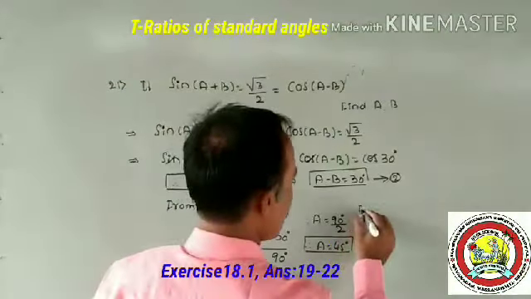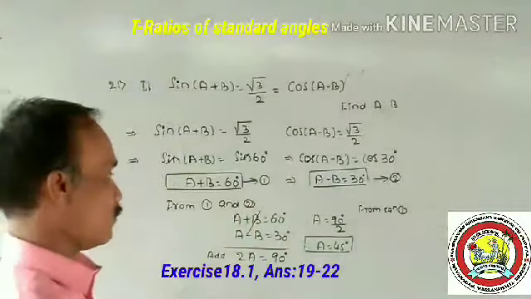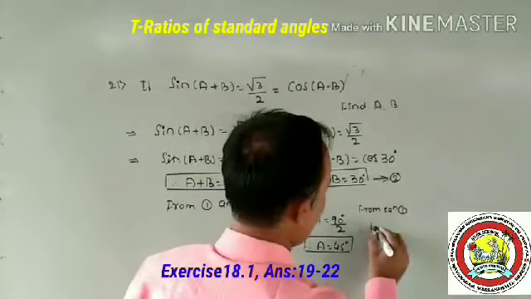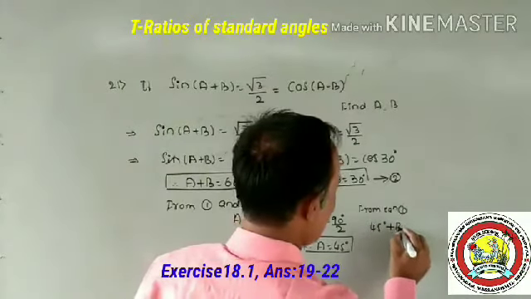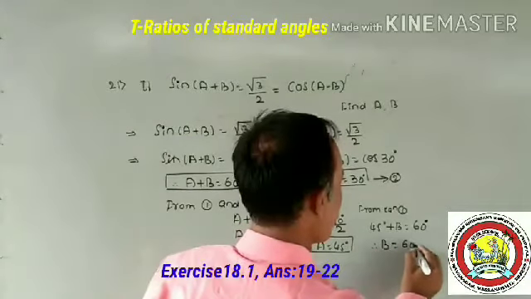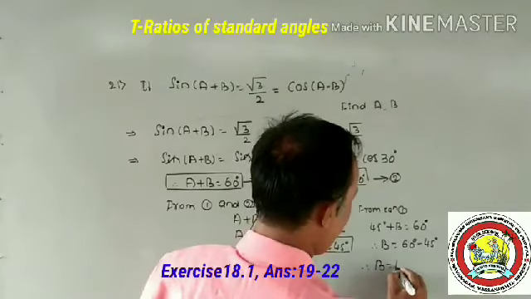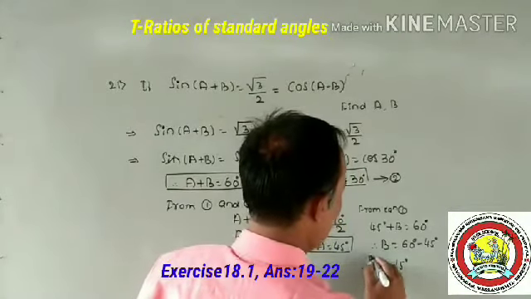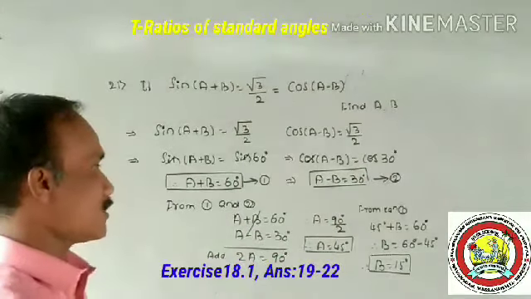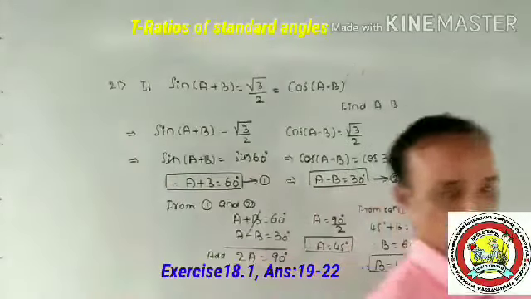Let's replace a equal to 45 in any one of these two equations. I will replace the a value 45 in the first equation. So 45 degrees plus b is equal to 60 degrees. Therefore, the value of b is equal to 60 degrees minus 45, which is 15 degrees. So these are the required angles. The value of a is 45 degrees and the value of b is 15 degrees. Please note down.